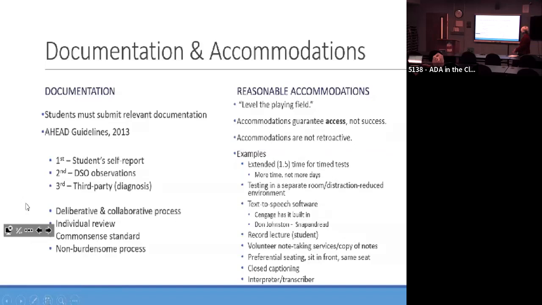Recording the lecture, we'll talk about that a little bit more in a few more slides. Volunteer note-taking service or copy of notes. I personally think that this one is going to fade away, because especially after COVID, and prior to COVID too, most faculty have notes or PowerPoints or something in the LMS that students can access. So that may be fading away.